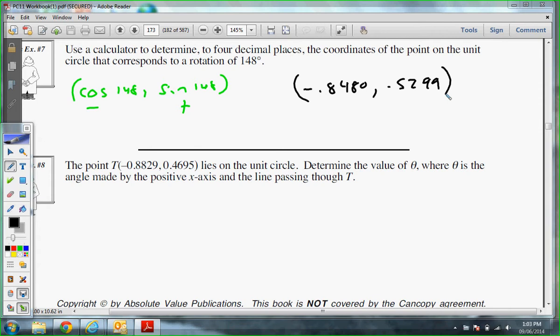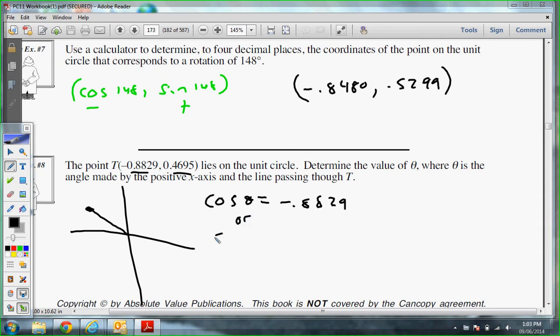Okay, and this time they give us that weird decimal point like we just got. Let's determine the value of theta. So we're trying to figure out how far this is. Again, x is negative and y is positive, so we feel like we're going to be in quadrant 2 again, somewhere over here. Now, if I have cosine theta equals negative 0.8829 or sine theta equals 0.4695, how can I solve for theta?